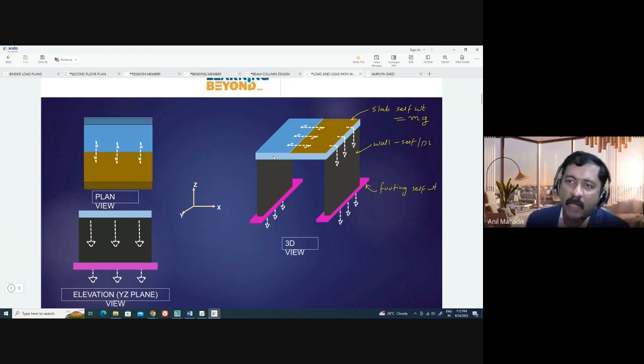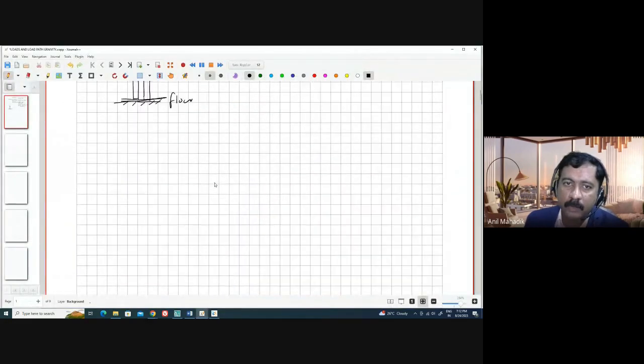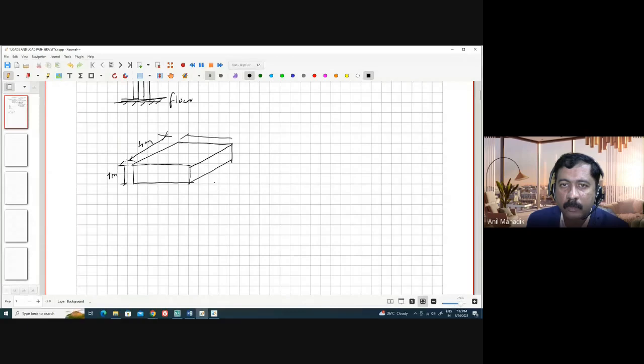Now tell me, if you want to calculate the weight of any object, how do we calculate it? Let's say I have one block like this, and this block is of concrete. Let's say the height is 1 meter, the length is 4 meters, and the width is 3 meters. And let's say it is resting on one floor. So what is the weight of this block? How do we calculate the weight of any object?